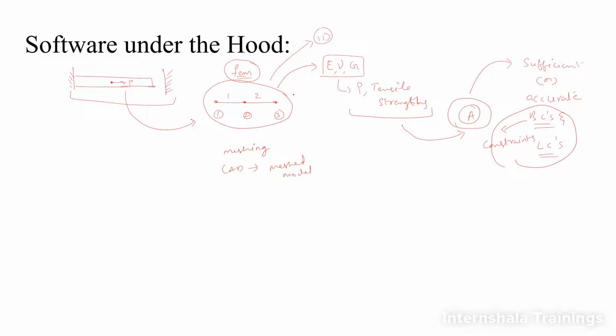Then the role of the software comes into play. Now what the software will do is, first of all, calculate how many elements there are. How many elements are there here? 1 element, 2 elements. So it means it has to create two stiffness matrices.